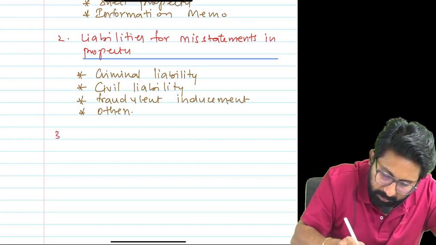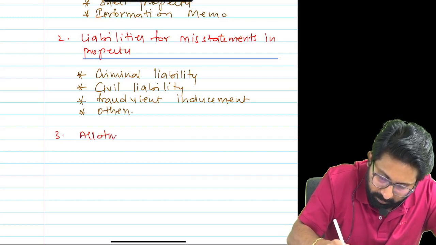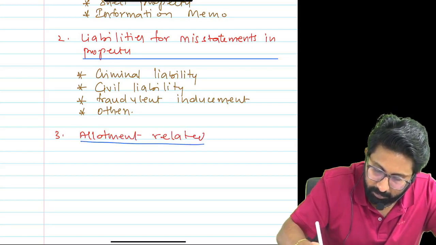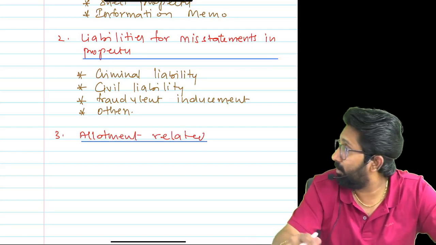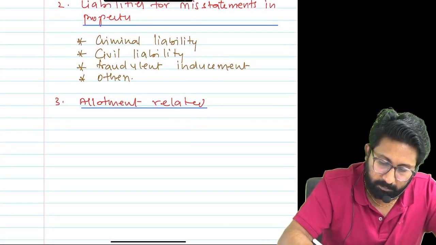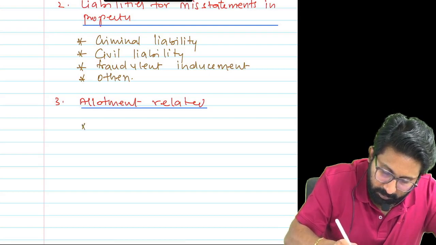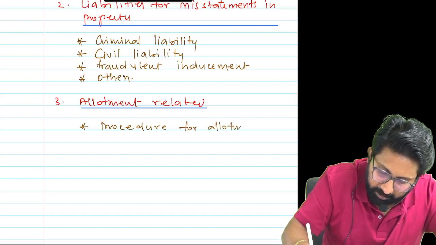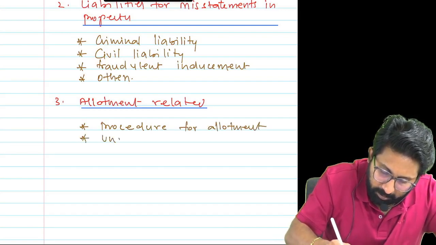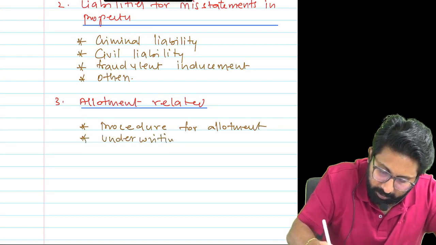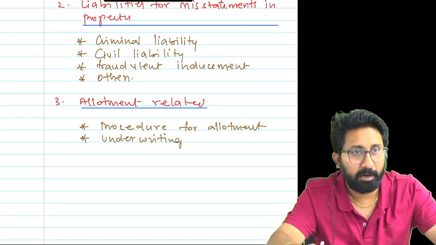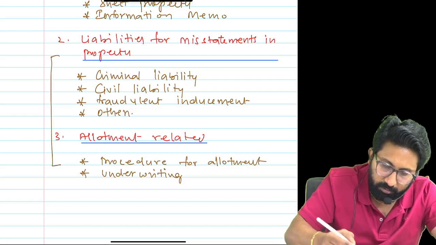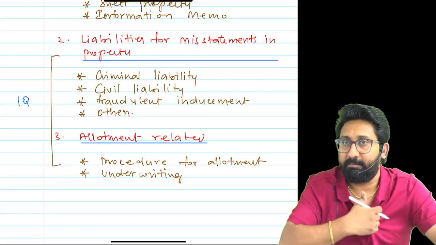Number 3, allotment related. Procedure for allotment, underwriting. Procedure for allotment and underwriting. From these two, one question will come in the exam.